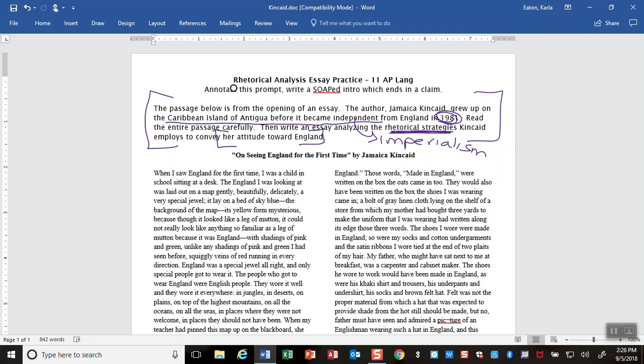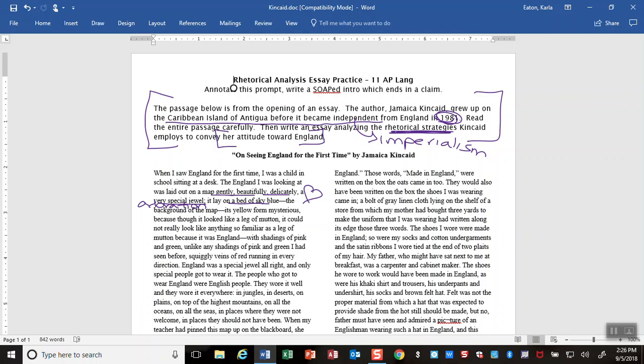"When I saw England for the first time, I was a child in a school sitting at a desk. The England I was looking at was laid out on a map, gently, beautifully, delicately, a special jewel. It lay on a bed of sky blue." This is an adoration mode. She has an attitude of adoration here, because a jewel is a precious thing. A jewel is expensive. A jewel is something revered. A jewel is something coveted.